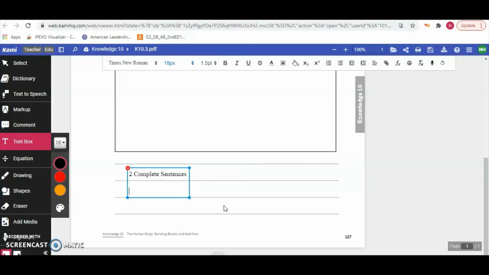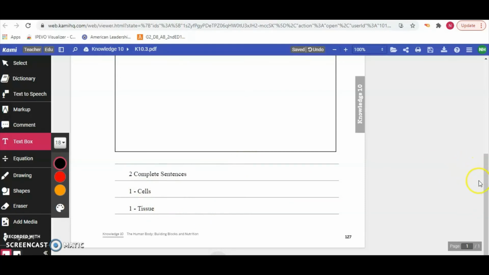Of those 2 sentences, one should be about cells. What do cells do? What are they? Why are they important? And your other one should be about tissue. What is tissue made of? What does tissue do? Why is it important? Is there only one kind of tissue? I want you to tell me one thing that you learned about cells today and one thing that you learned about tissue. 2 complete sentences, one for each of those things.